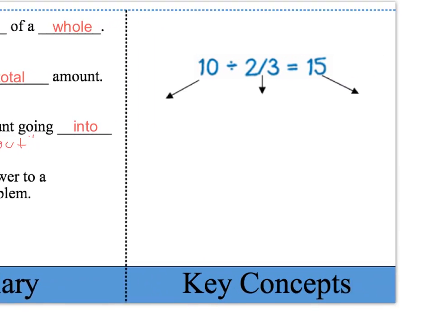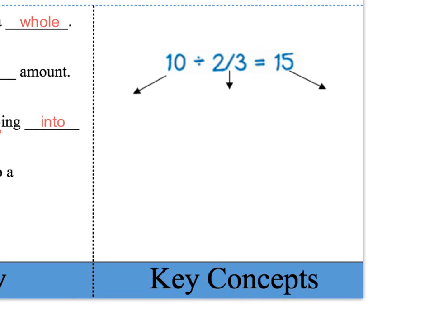So let's go ahead and take a look at our key concepts on the right hand side of the notes. This is a problem that you may see, a whole number being divided by a fraction. And I want to go ahead and break down what the different parts are. So the 10 is our dividend. That's our total amount. It's being divided by 2/3. That will be our divisor. And then once we do the division, the 15 becomes our quotient. That becomes the answer to our problem.